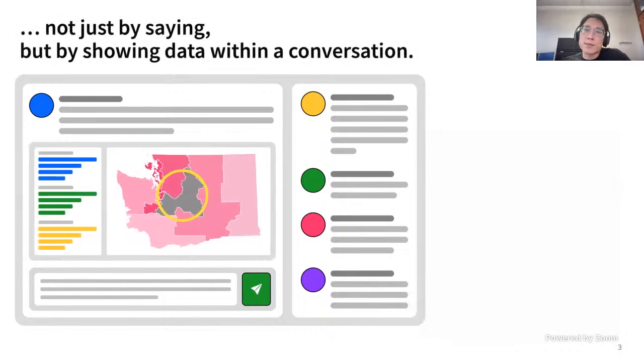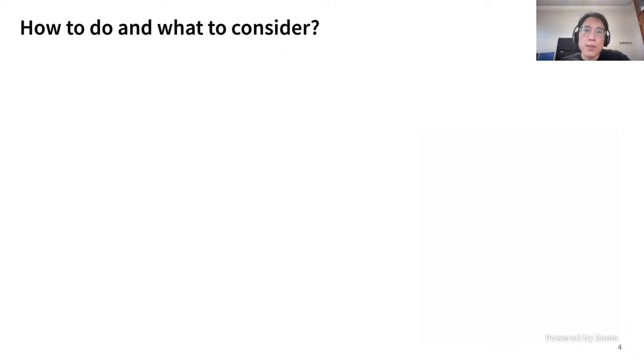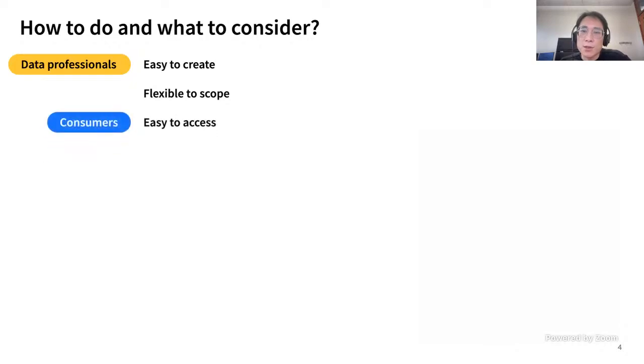When we do communicate about data, we don't just do it by saying about it, but we show the data within a conversation by sharing data artifacts like a visualization, table, and some summary statistics. In doing so, there are several things to consider from the perspectives of different participants in a conversation. Particularly in an organization, different people have varying roles regarding data work. Data professionals who usually share data artifacts would want to easily make those while being able to flexibly select only the parts they want to share. Consumers of those artifacts would prioritize how easy it is to access those artifacts, and both participants would appreciate if a data artifact respects their data lifecycle.